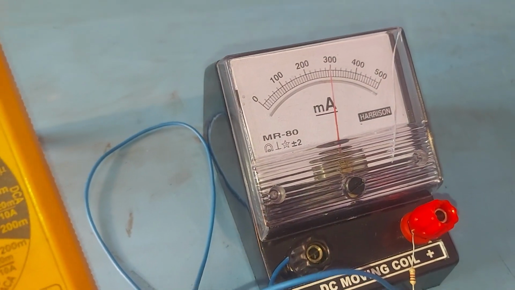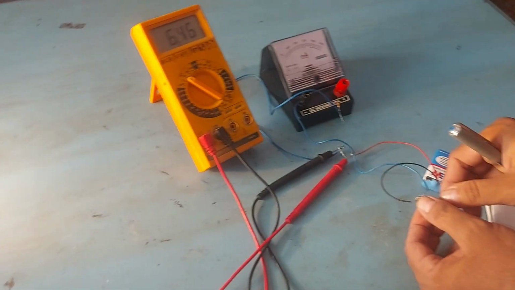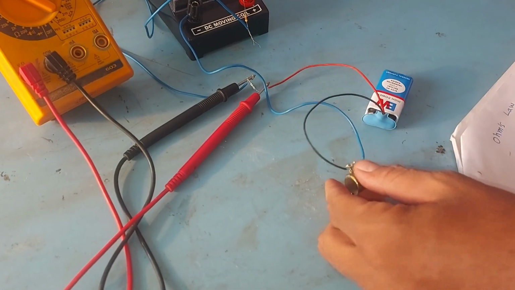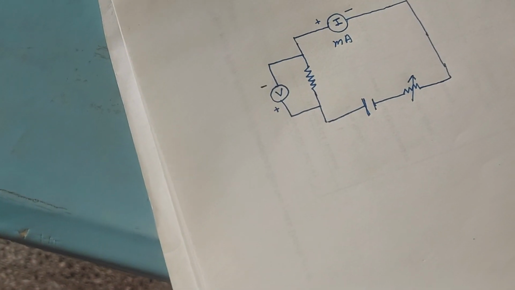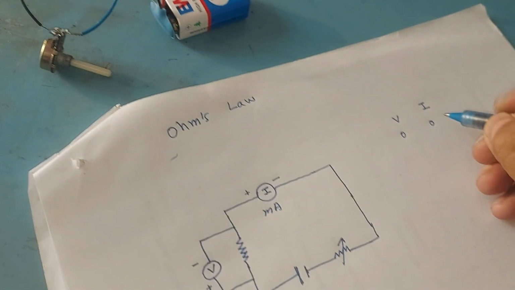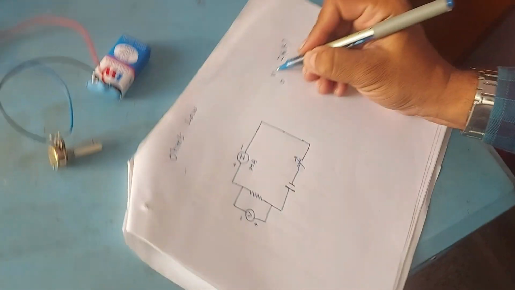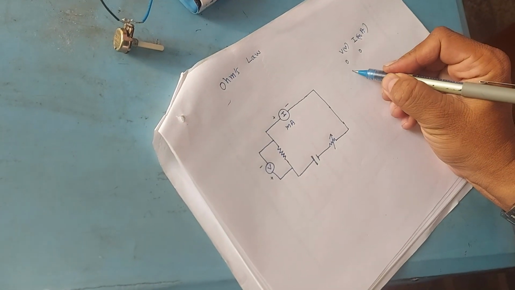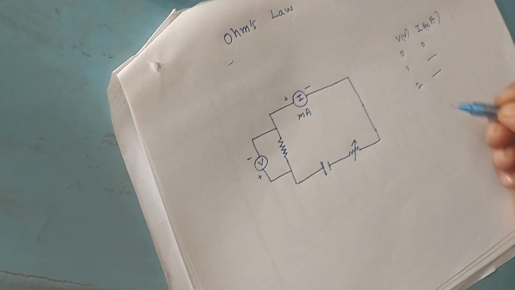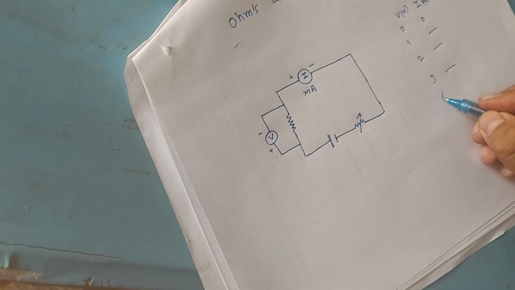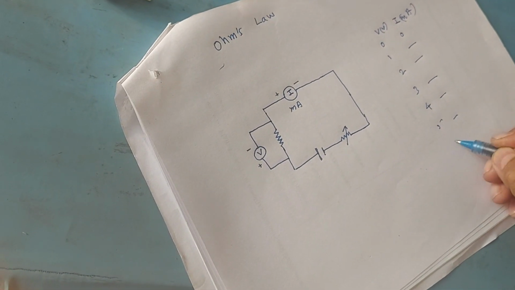So here what we have to do is vary this pot, and by varying this pot we have to measure the different voltage and current readings. Like for say 0 volt, what is the current? It will be 0 milliampere. I will write it down here, milliampere, and this is in volts. Then for 1 volt, what is the value of current? We have to note down. Then for 2 volt, what is the value of current? 3 volt, what is the value of current? 4 volt, 5 volt and 6 volt. So these current readings we have to note down by varying these values.